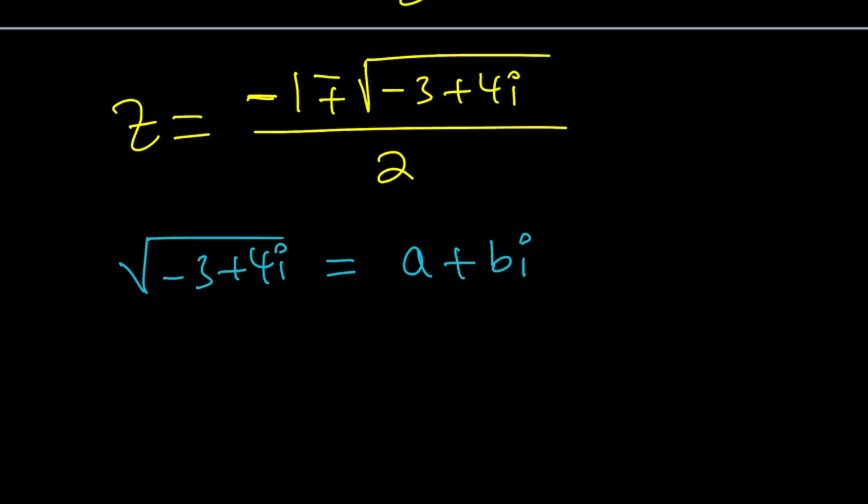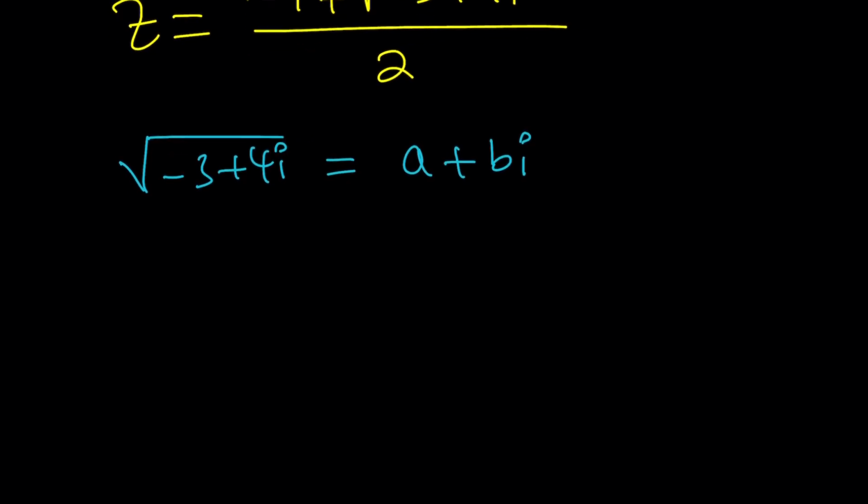Let's find out. Now, we're going to set my number, the square root, equal to a plus bi. You know why? Two reasons. Because, one, it's the name of this channel. Second reason, it's going to help us find the square root. That's why it works. Okay, let's square both sides.